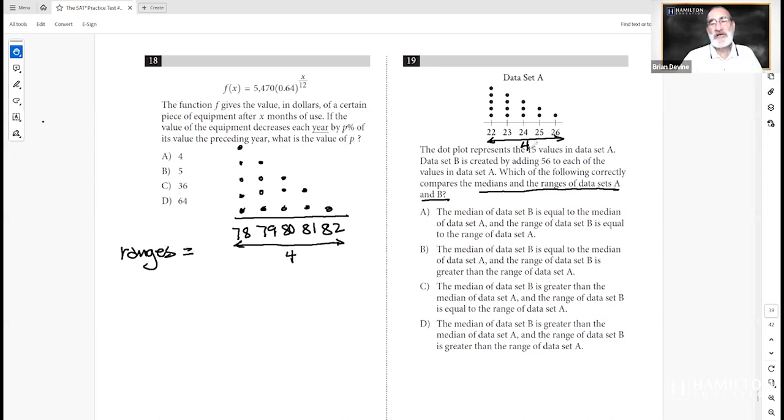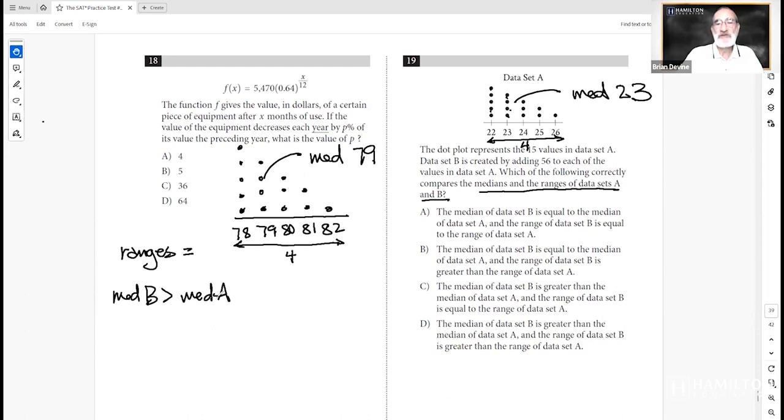But the median, well, the median here, if we count in, was 15 values. So we would count in to the 8th one. So 5, 6, 7, 8. The median of this set would be 23, where the median of this set would be 79. And so we have the median of B is greater than the median of A.